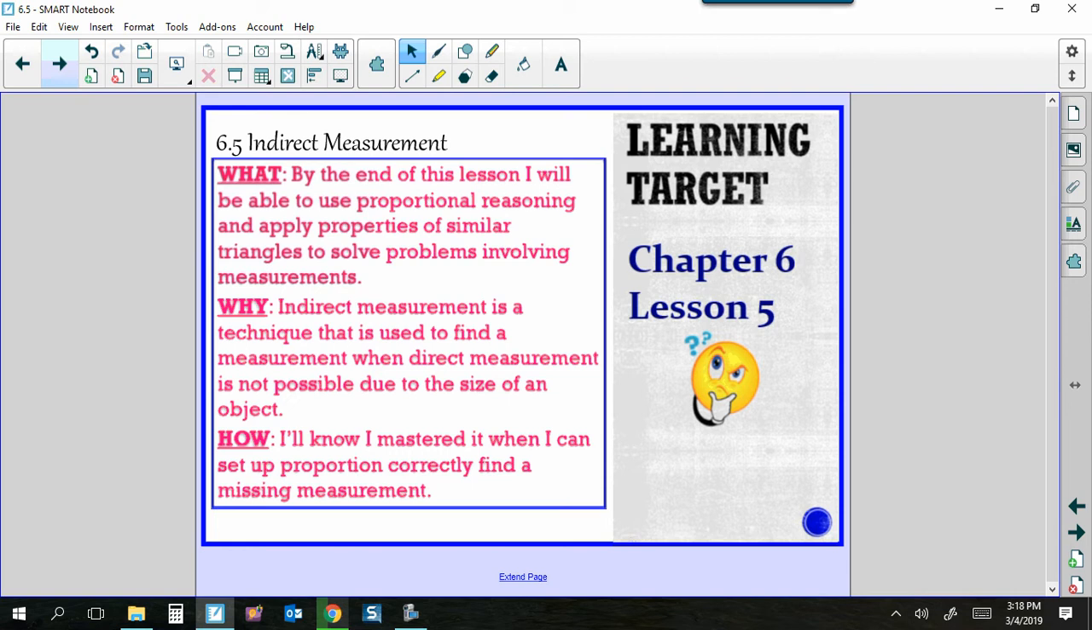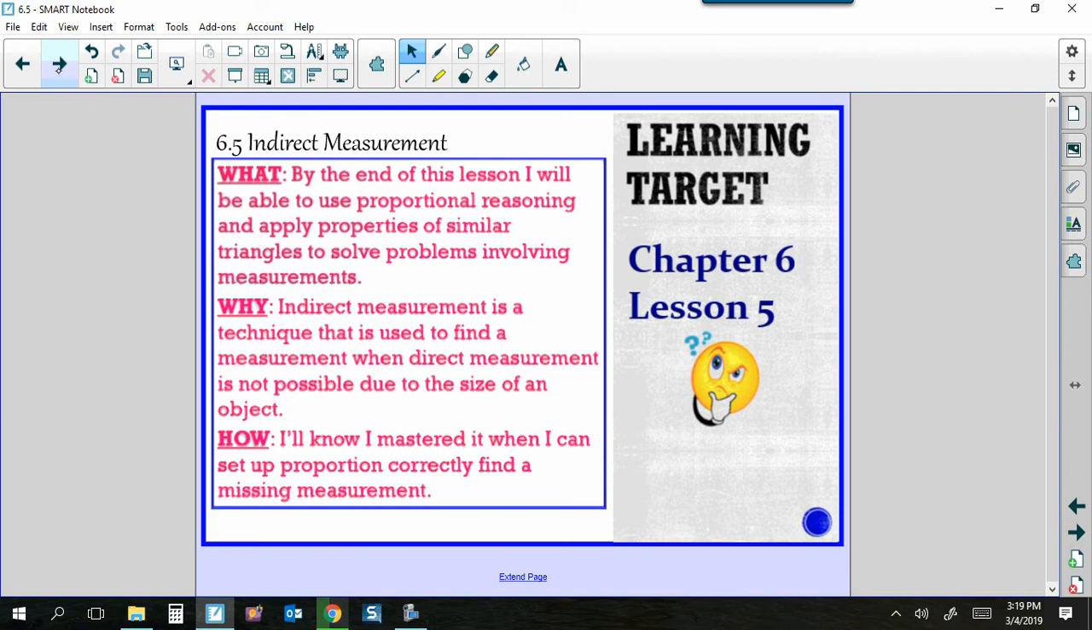Indirect measurement is a technique that is used to find measurement when direct measurement is not possible due to the size of an object. So you can't exactly get out your measuring tape and measure the height of a mountain. So you can use something like indirect measurement. How will you know that you know how to use indirect measurement? Well, when you can set up a proportion correctly, finding a missing measurement.